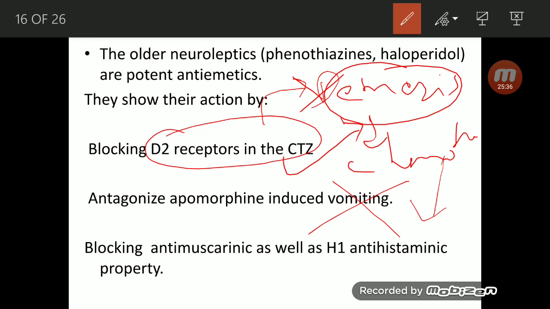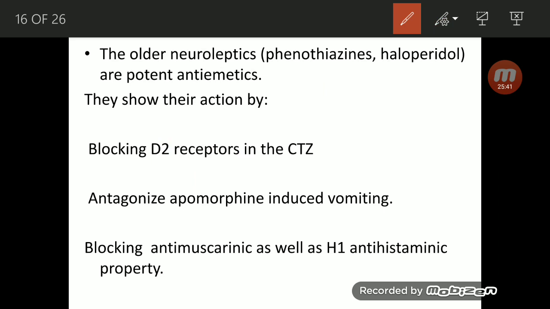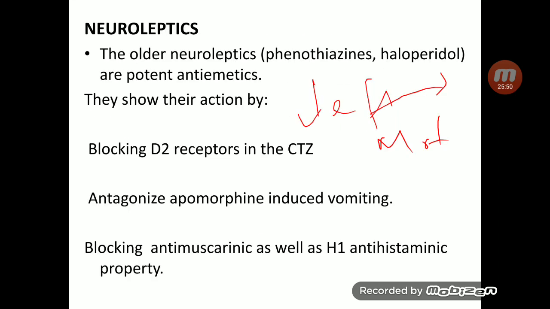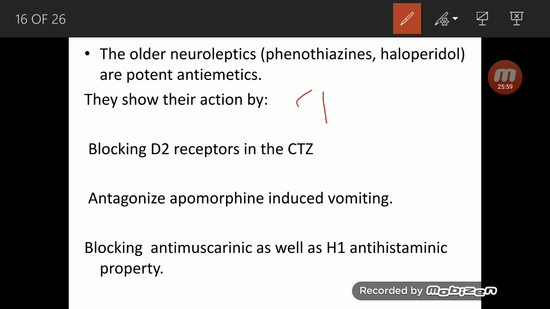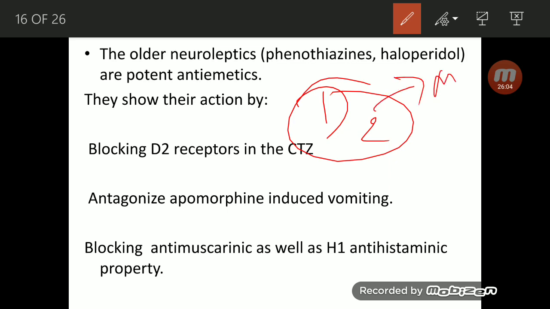And these drugs are less effective in case of motion sickness. They are less effective in motion sickness generally because there is no involvement of D2 receptors whenever we talk about motion sickness, and these drugs generally act on the CTZ.